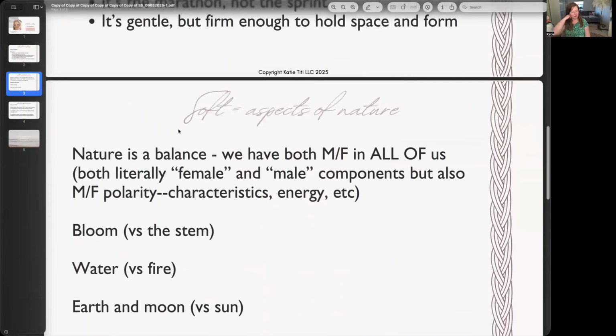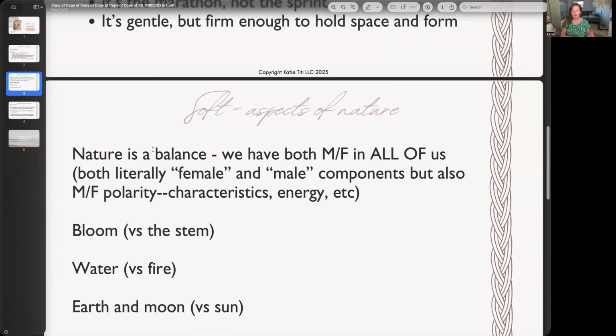Okay, let's talk a little bit about nature. Nature is a balance. Talk about that polarity, that balance. We both have male and female, or masculine and feminine energies in all of us, both literally female and male components, right? Because of how we are created, literally sperm and egg. But also, and most importantly, from my perspective for this video, the masculine, feminine polarity characteristics, your energy, how you are balanced, etc. We talk about nature.